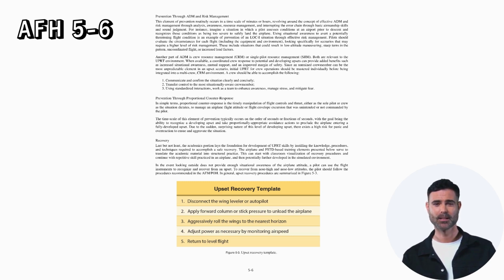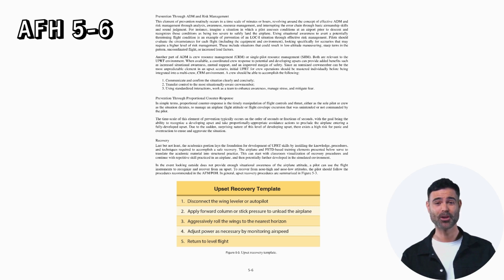Another part of ADM is crew resource management, CRM, or single pilot resource management, SRM. Both are relevant to the UPRT environment. When available, a coordinated crew response to potential and developing upsets can provide added benefits such as increased situational awareness, mutual support, and an improved margin of safety. Since an untrained crew member can be the most unpredictable element in an upset scenario, initial UPRT for crew operations should be mastered individually before being integrated into a multi-crew CRM environment.